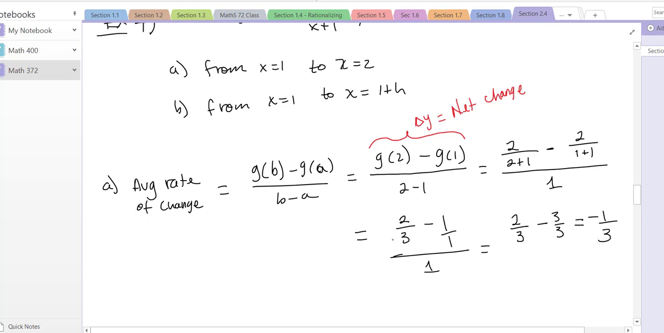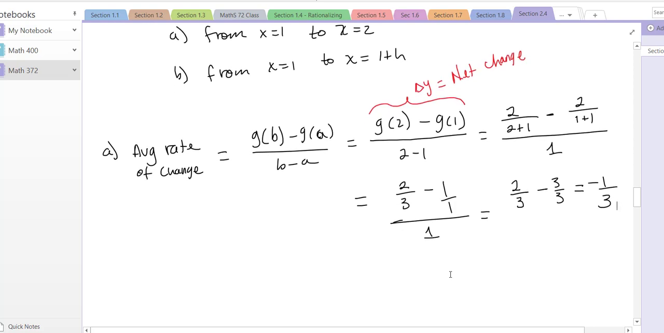So the rate of change for this particular function is negative 1/3, from x equals 1 to x equals 2. So the average rate of change is negative 1/3. Negative means that it's decreasing. So the function was decreasing during that time.